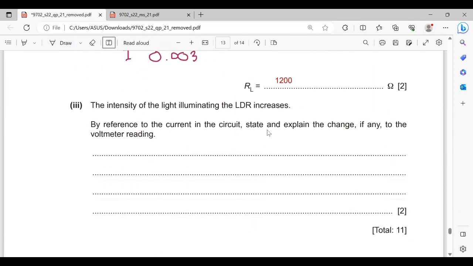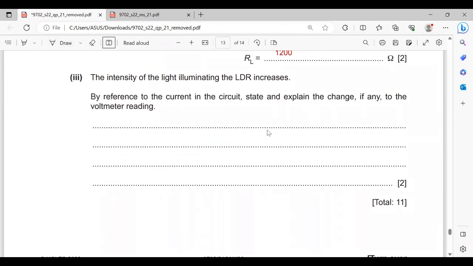Next, the intensity of the light illuminating the LDR increases. Pay attention, the light illuminating the LDR increases. By reference to the current in the circuit, state and explain the change, if any, to the voltmeter reading.